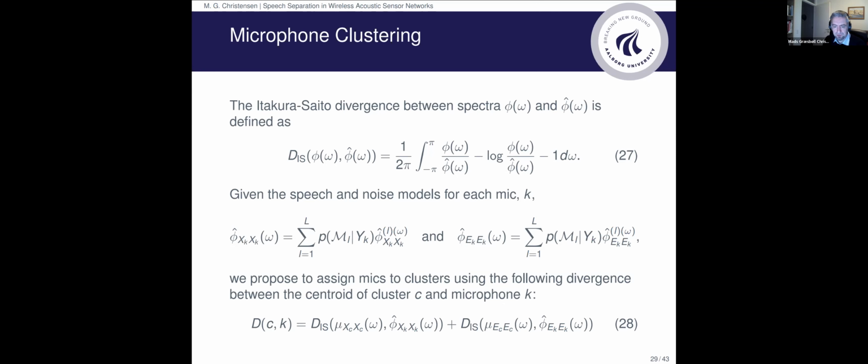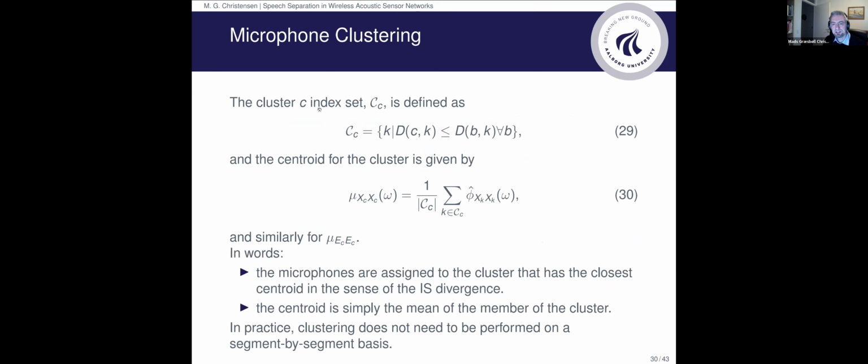The idea then is to assign mics to clusters using the following divergence between the centroid of a cluster C and a microphone K, as you can see down here. So we measure individually the Itakura-Saito distance between the potential cluster centroids, the mus, and the speech models, and the same thing for the centroid for the noise and the noise models. Then the cluster C index set is defined as the one that produces the smallest Itakura-Saito divergence. And the centroid for the cluster is given by the mean of all the power spectral density estimates of all the members of the cluster.